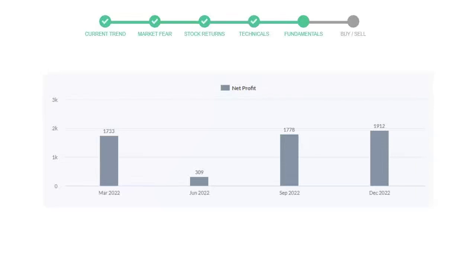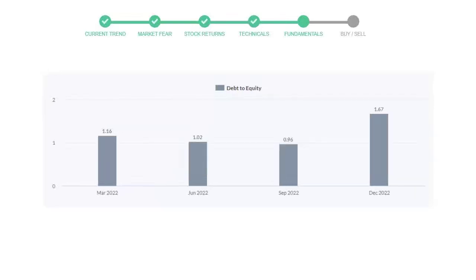Let's see debt numbers. The debt to equity number tells us how much the company is in debt. In the first quarter, it was 1.16. Then it decreased to 1.02. Then in the third quarter, it again went down to 0.96. In the recent quarter, the debt score increased to 1.67. Generally, this ratio should not be over 2.0.